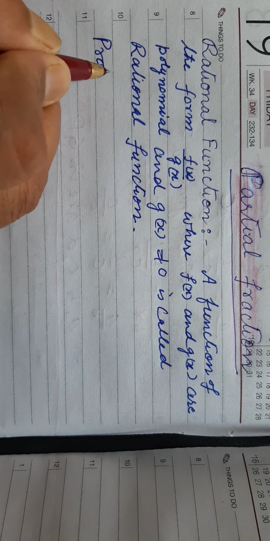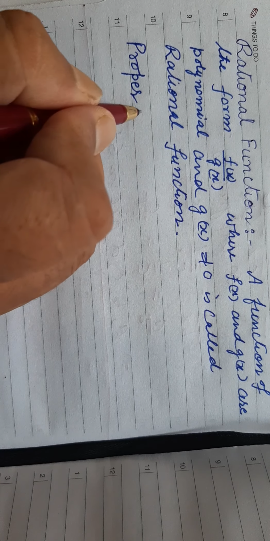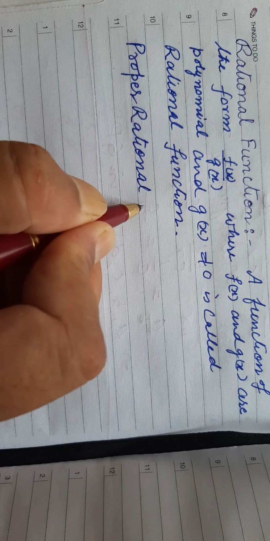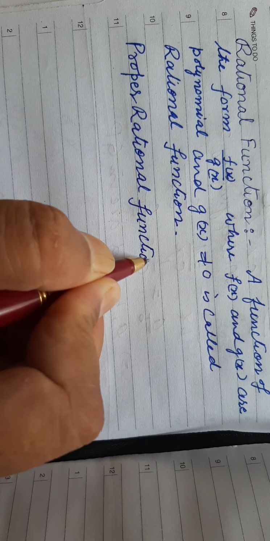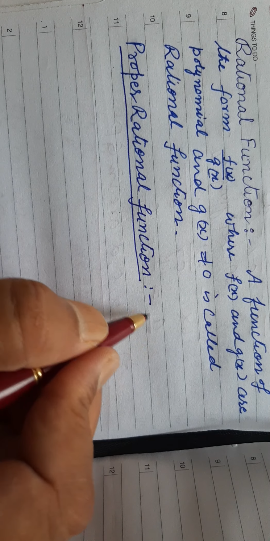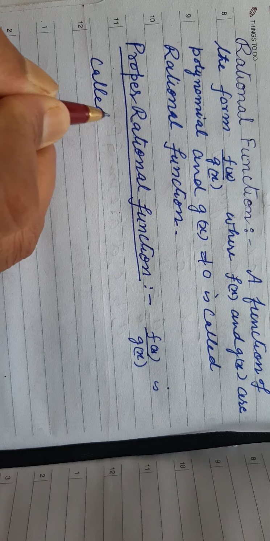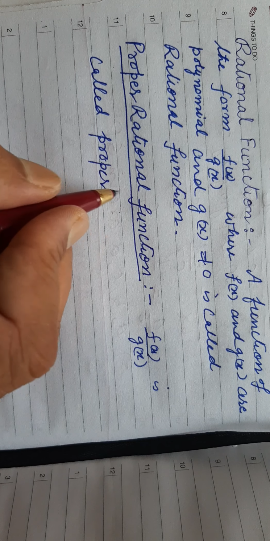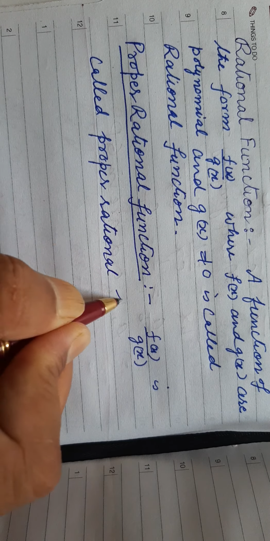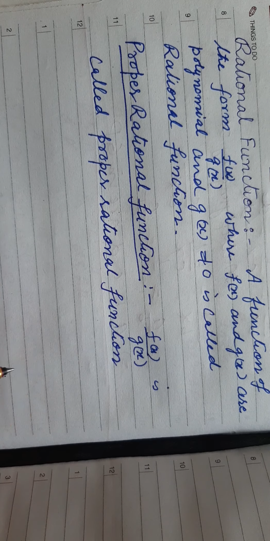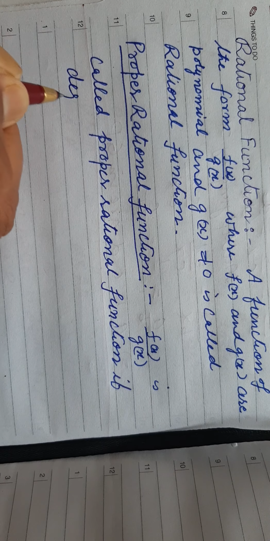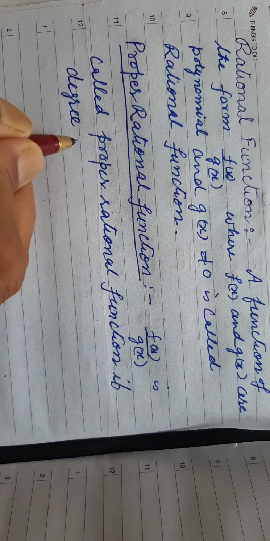The second is the proper rational function. f(x) upon g(x) is called a proper rational function if, and this is very important, the degree of f(x) is less than the degree of g(x).